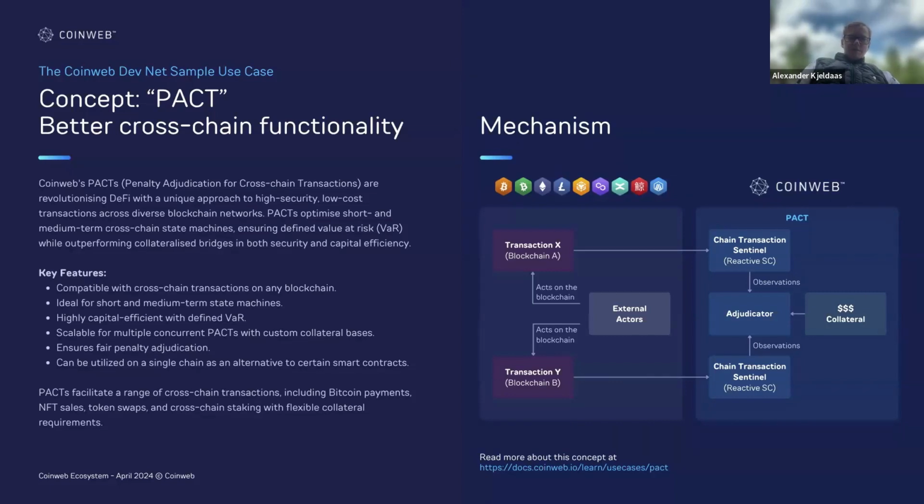So pacts, penalty adjudication for cross-chain transactions, is that you have observers that we call chain transaction sentinel contracts that observe events coming in from, in this case, transaction X from blockchain A, and you have another chain transaction sentinel watching for transaction Y on blockchain B.